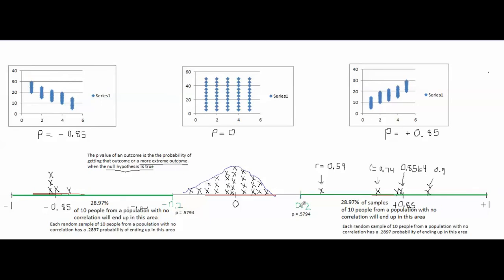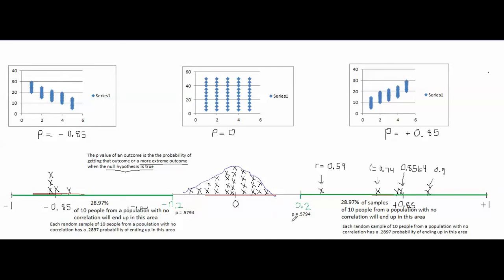If we look at this outcome right here of 0.2, all outcomes that are more extreme than 0.2 are just the outcomes that are further from 0 than 0.2. Basically meaning all of the correlations that are stronger than 0.2. When I say more extreme, you could just think stronger. So all of the correlations that are stronger than 0.2 are the correlations out this way toward +1, further from 0. And also, all of these correlations going from negative 0.2 out in this direction.